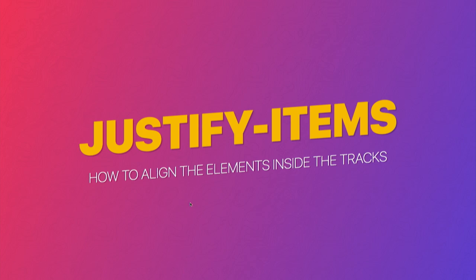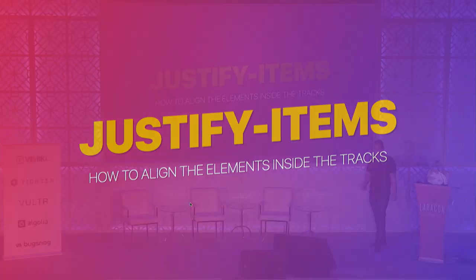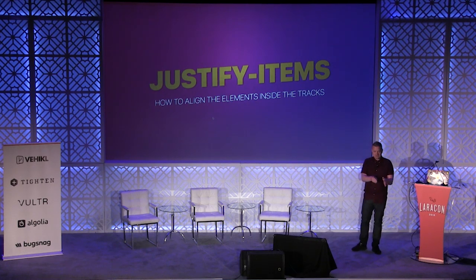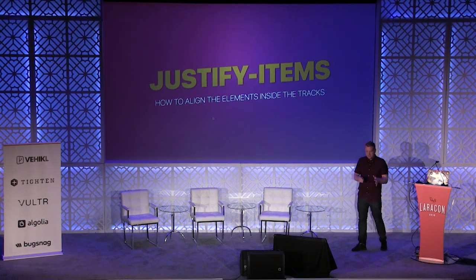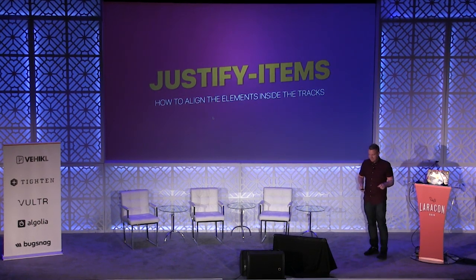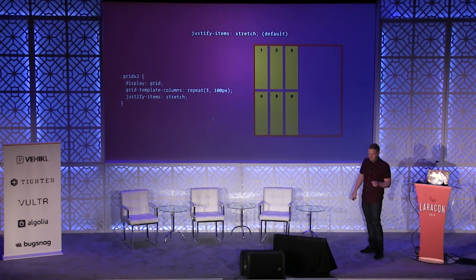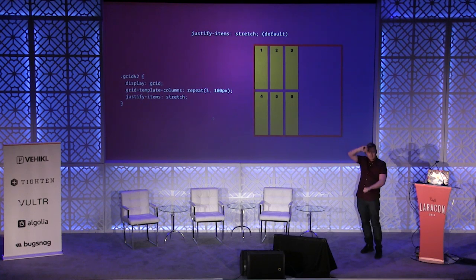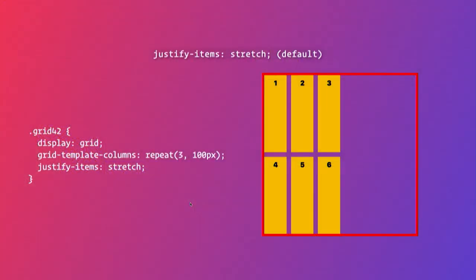Now, justify items. So we just did justify content, which is how do you center or align the actual tracks themselves. And then once you have the tracks where you want them to be, what do you do with the items that are inside of the actual tracks? By default, the item, which is the yellow box, will just stretch to fit the entire track. That's every example we've been looking at so far today, and in most cases that's probably what you want. It'll just stretch the element to perfectly fit it.